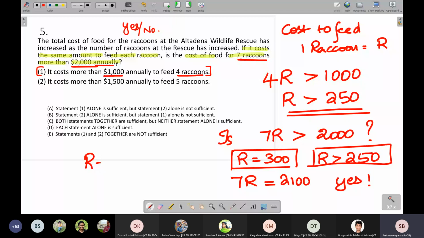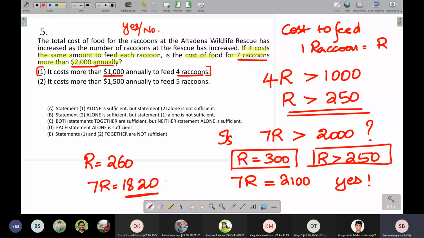7R in this case is nothing but 7 into 260. 7 into 260 comes to 1820 only. Got my point? And this 1820 will be less than 2000. So I can see that in one case I am getting yes, it is more than 2000. In another case, I am getting 1820. Conclude that for answering the question, statement 1 alone is not sufficient.